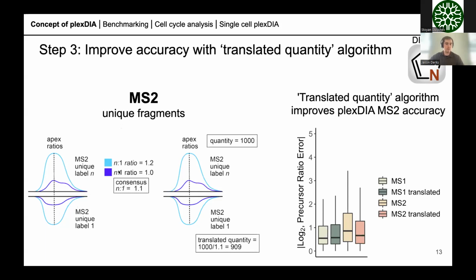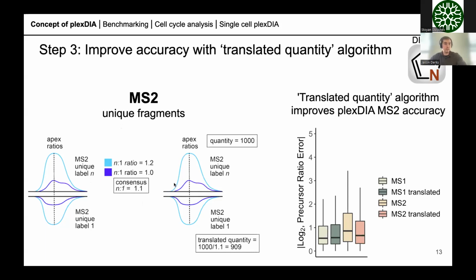For example, this light blue one is maybe 20% more abundant in this confident one than it is in this other one. And this dark blue purple one is in a 1-to-1 ratio. And when we form a consensus based on these apex ratios, we're basically saying that this label is 10% more abundant than this less confident one.